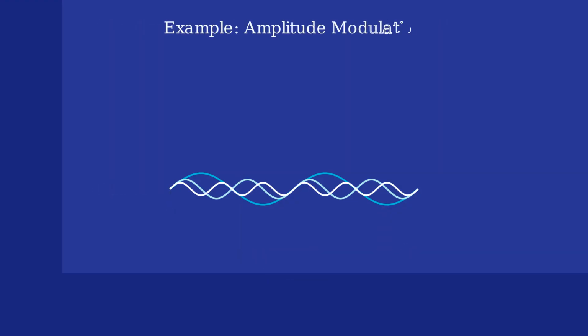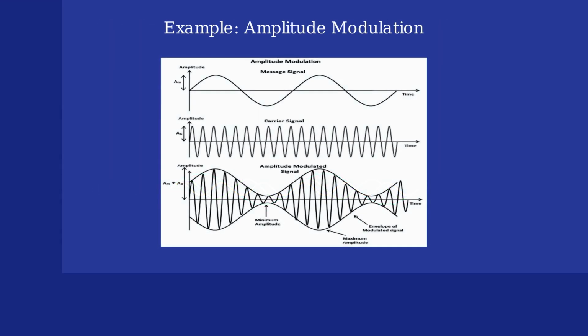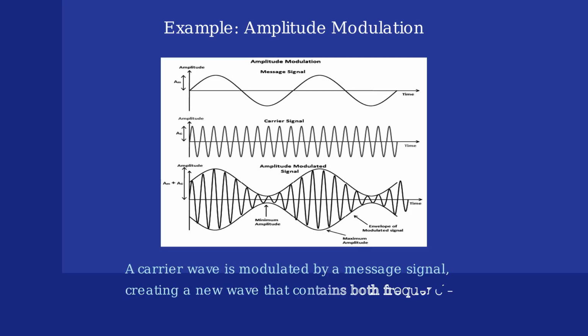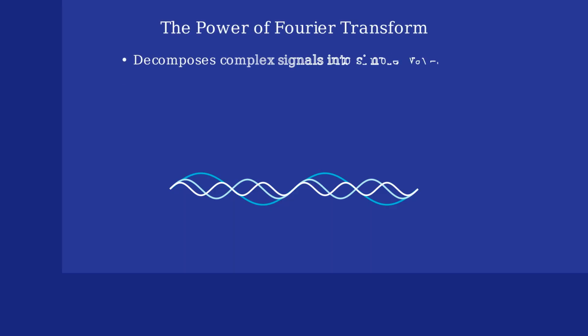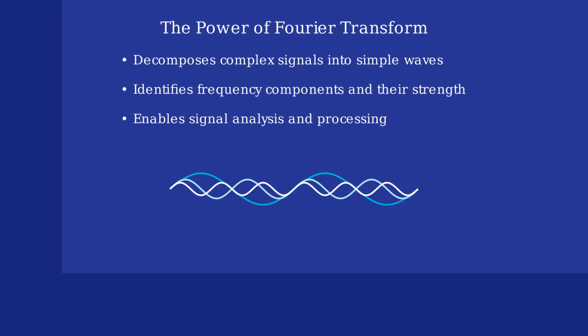Here's a practical example of signal decomposition: amplitude modulation used in radio broadcasting. In this process, a high-frequency carrier wave is modulated by a lower-frequency message signal. The Fourier transform helps us analyze the resulting wave and extract the original message. The Fourier transform gives us powerful insight by decomposing signals into their fundamental wave components, allowing us to understand, analyze, and process complex signals in ways that wouldn't otherwise be possible.